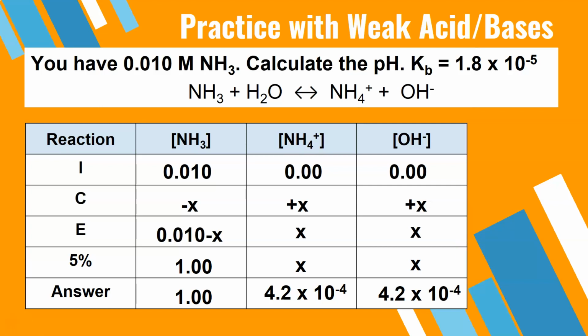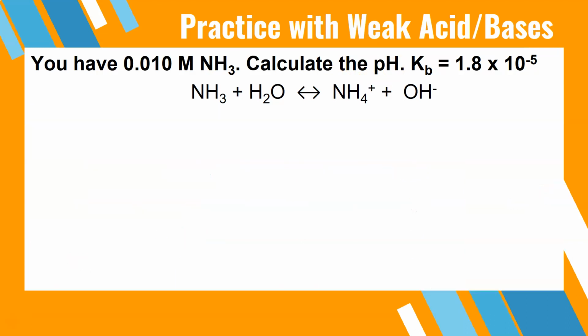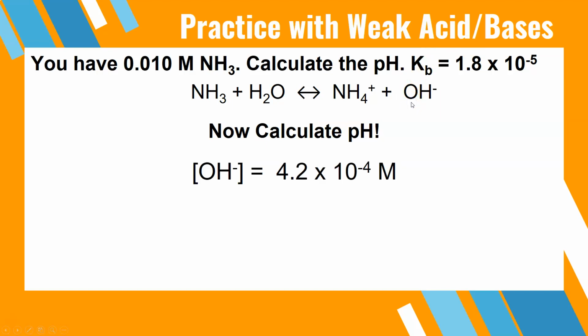It feels like we're done, but we're not. You cannot forget to do the rest of the problem, the pH calculation. There's a little bit of a trick here. You don't have the concentration of hydrogen ions, do you? This was a KB. You calculated OH. Your X value is the concentration of hydroxide.